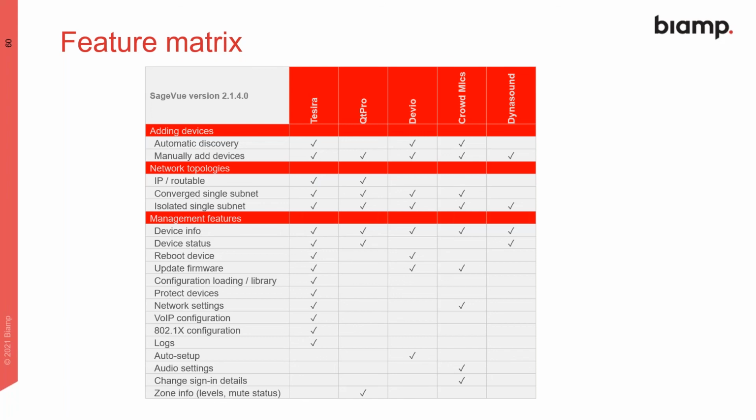So we have a feature matrix here. This feature matrix is meant to be a reference for all the features that SageVue supports and which product families those features are enabled for.